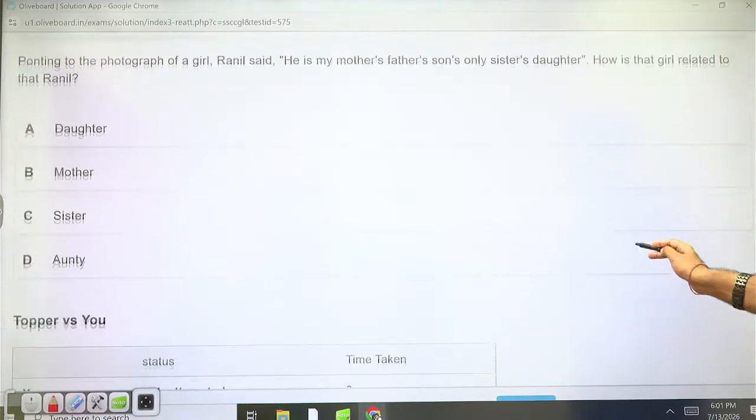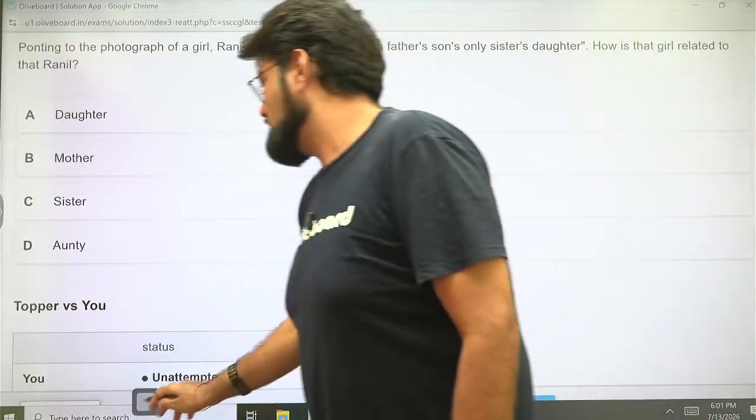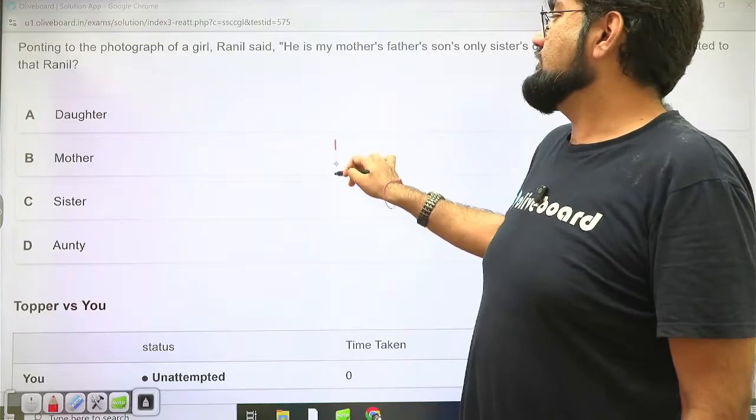It's pretty easy only. Pointing to the photograph of a girl, Ranil said. We don't know what is the gender of Ranil.